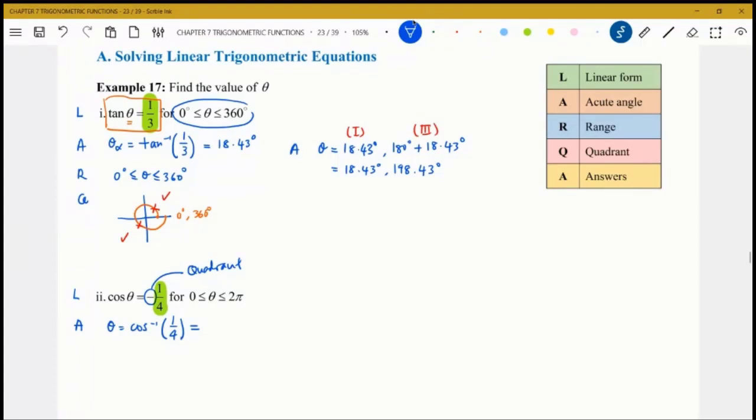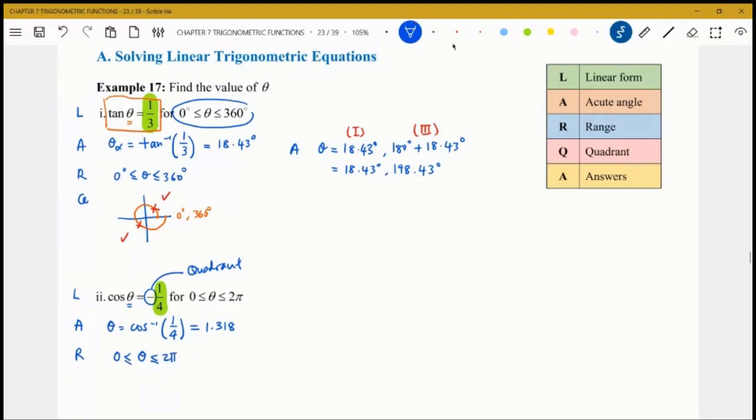Make sure radian mode. 1.32. So 1.32 ataupun saya letak for significant figure 1.318. Okay, so itu kita dah settle acute angle. Now the range tak ada perubahan sebab di sini adalah single theta. So kita ada 0 towards 2 pi. So ada equal sign, ada equal sign.